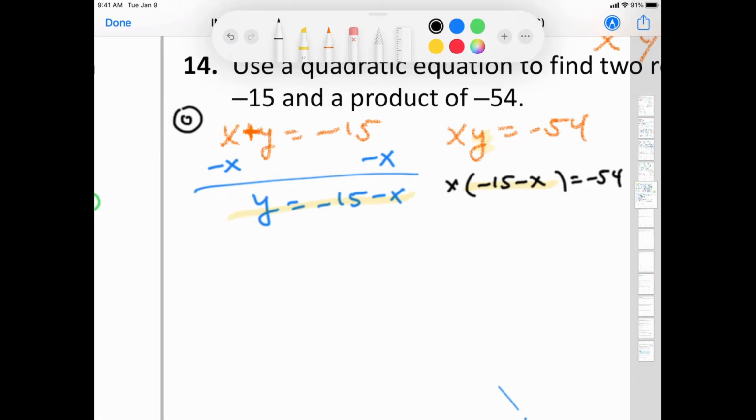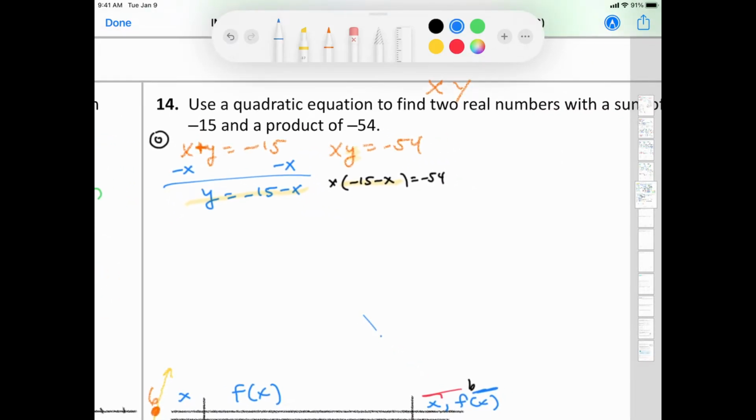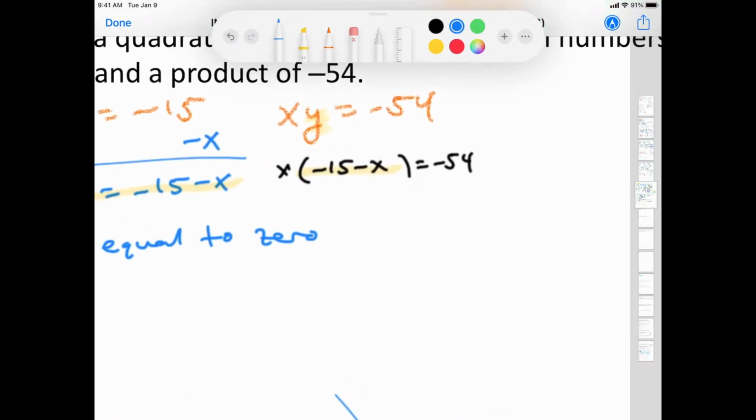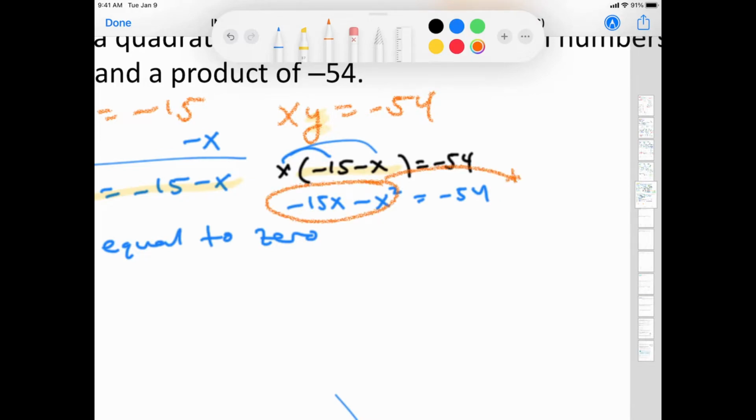This was step 0 to find. Step 1, we're going to now solve, set equal to 0, which basically means we need to get it to be 0. So if we multiply here, negative 15x minus x squared equals negative 54. And the goal is to set it equal to 0, and I don't want my a value to be negative, so I'm going to move all that to the right side, okay?